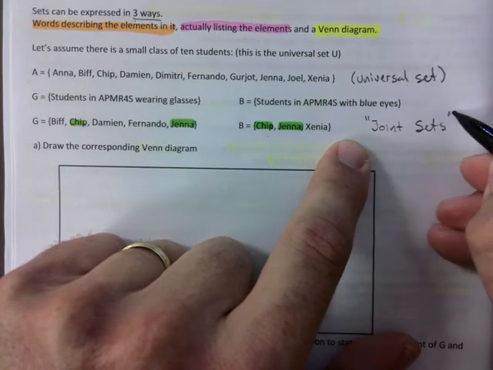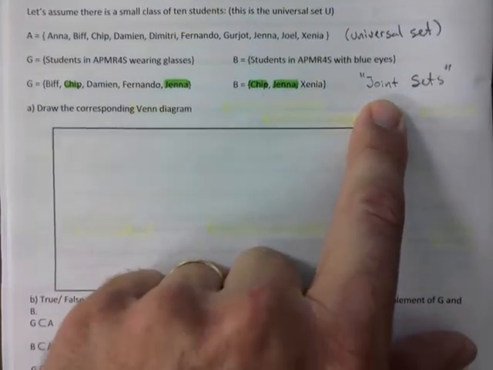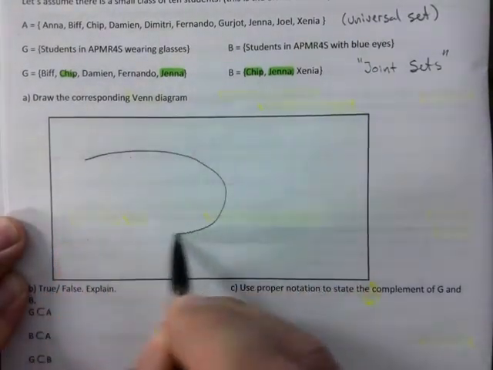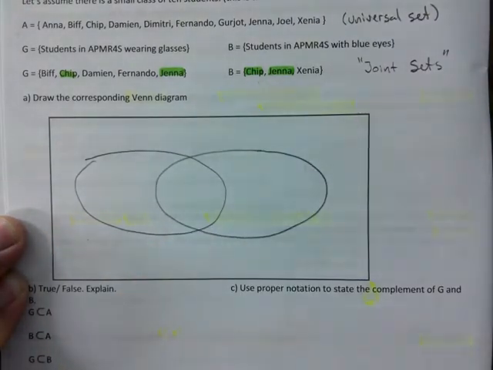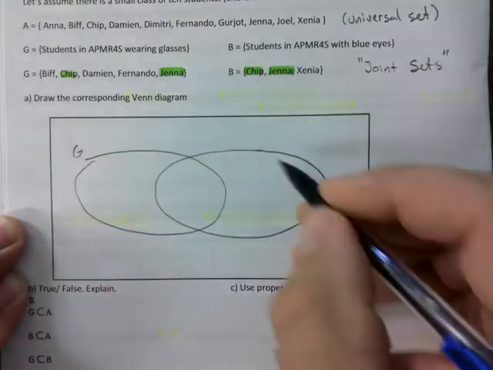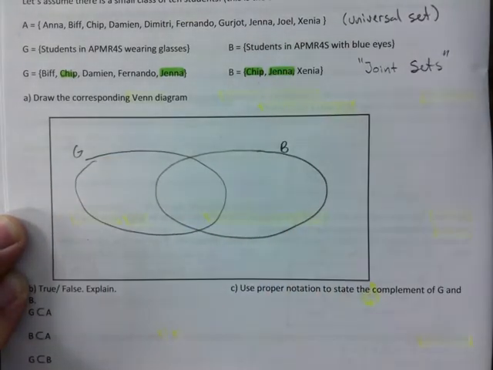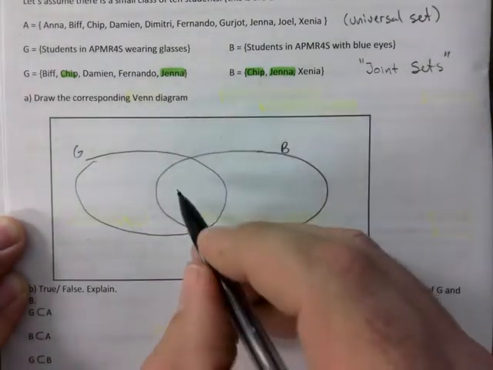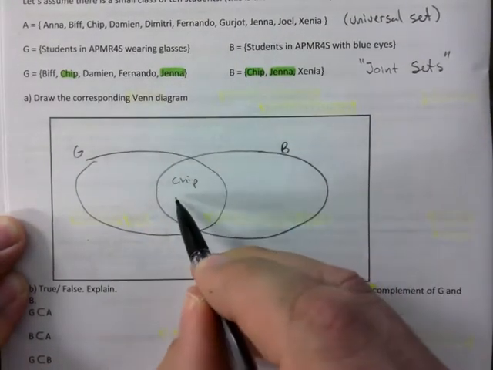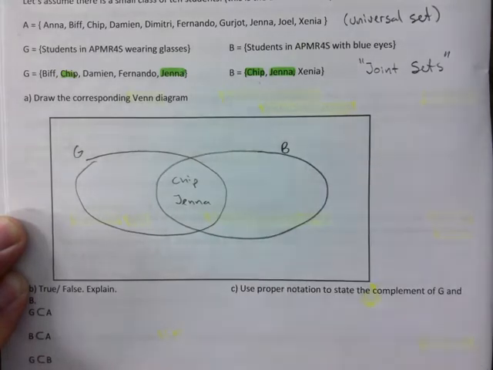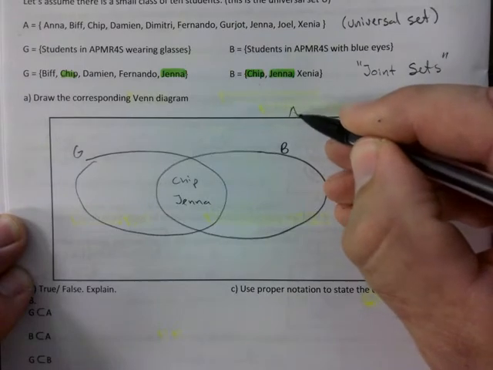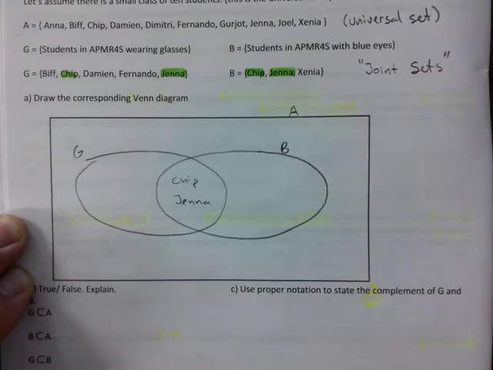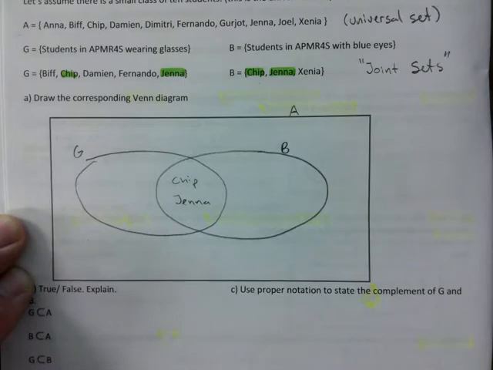I'm going to make that note right off the bat because that's going to tell me I'm going to draw my Venn diagram and make sure that they have an overlap. Why? Because both sets, set G and set B, have something in common. And let's put them in there right away. Chip and Jenna. Okay. On the outside here, we call this set A. And we'll just leave it like that for now.